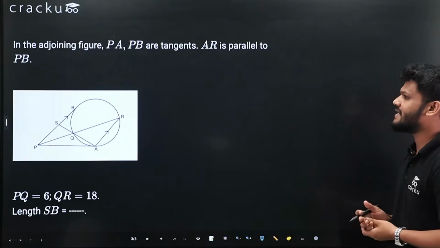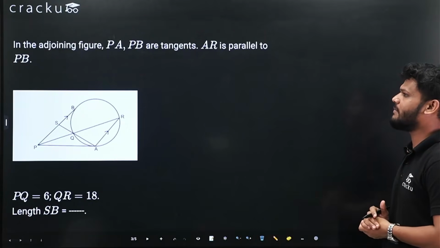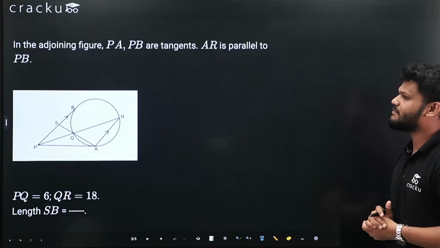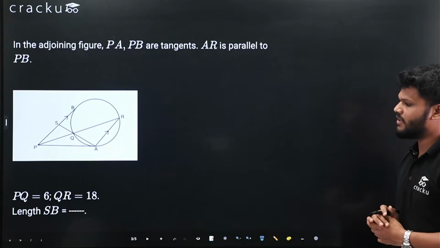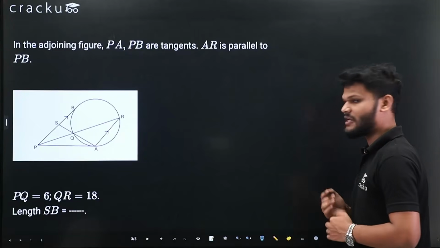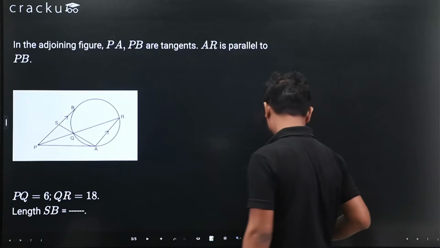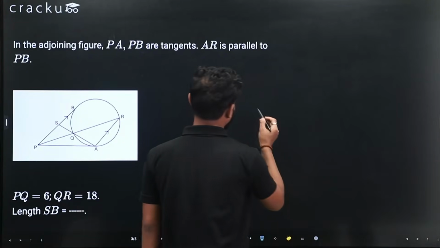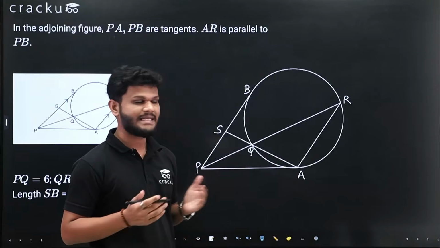So in this question we are asked, in the adjoining figure PA and PB are tangents, AR is parallel to PB. We are given PQ equal to 6, QR equal to 18. We have to find the length of SP. Let us first draw the diagram and after that we will find the particular length. So this is the diagram.